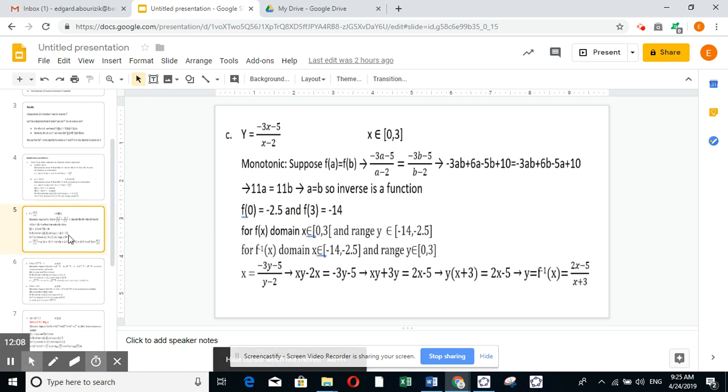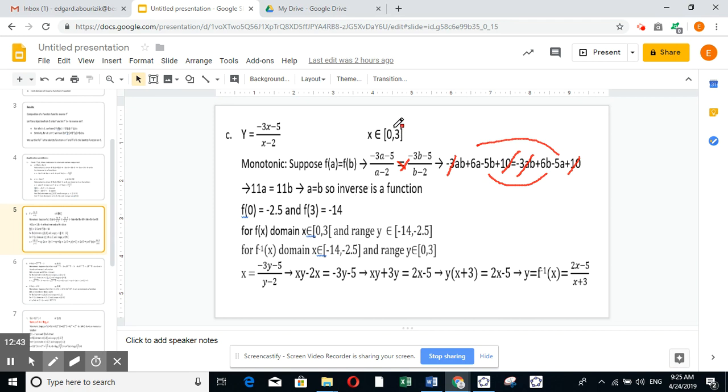Another example, suppose I want to find the inverse of this one, on 0, 3 closed. First of all, f of a equal f of b to check if monotonic. So minus 3a minus 5 over a minus 2 equal minus 3b minus 5 over b minus 2. I cross multiply, cancel ab and ab, bring a to that side: 11a equals 11b. So a equal to b. So the inverse is a function since it is monotonic.